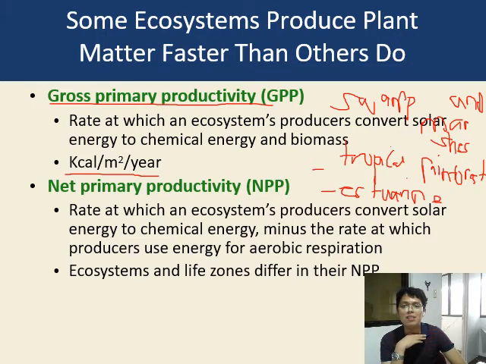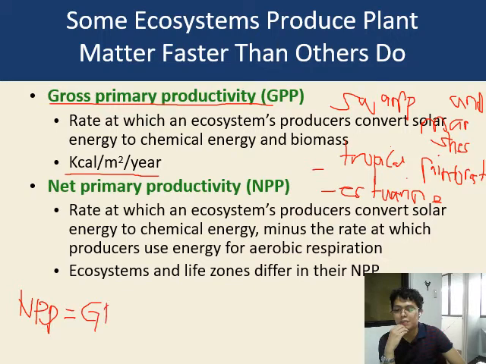So the overall productivity of a system can be found in an equation where the net primary production, or NPP, is equal to the gross primary production, or GPP, minus the respiration, or R. So to calculate NPP, the formula is NPP equals GPP minus R. So the NPP is the overall efficiency of the plants in the ecosystem.